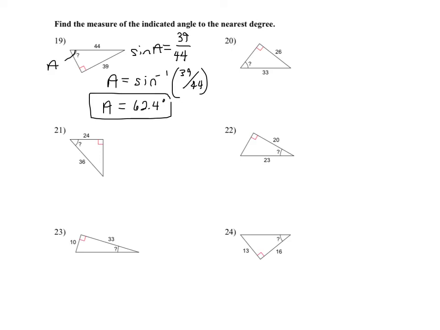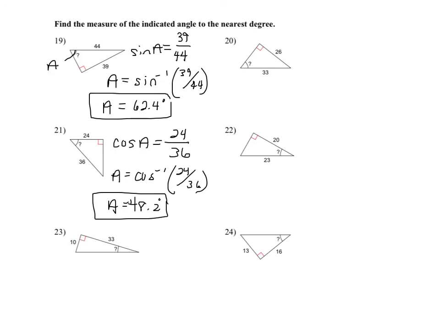Let's try problem 21. If we're standing again at this angle, then we know the adjacent leg and the hypotenuse. Adjacent, hypotenuse means use cosine. So the cosine of the angle equals adjacent over hypotenuse. And we'll look for the inverse cosine button on our calculator and then put in that same ratio. And when we do that, I'll do it on my calculator, and the result I got was 48.2 degrees. There we go.